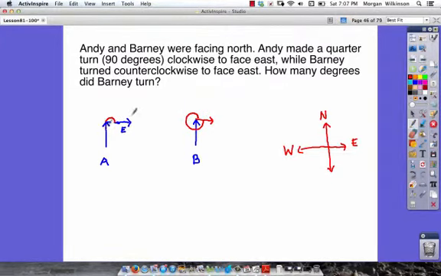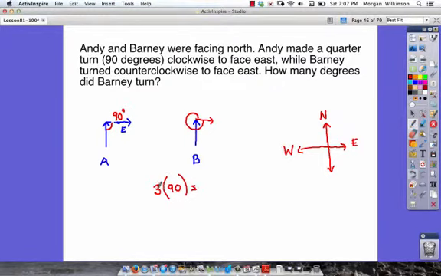With that last one, let's go ahead and put that symbol underneath. So Andy, he traveled 90 degrees to face east. We know that each quarter turn is 90 degrees, so Barney made 3 quarter turns to go from north to west to south to east. So 3 quarter turns, 3 times 90.